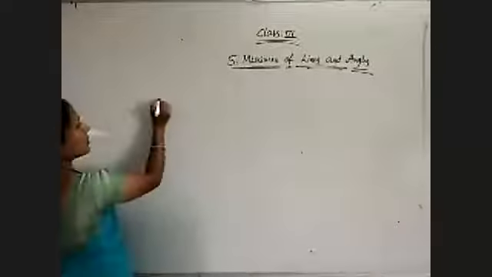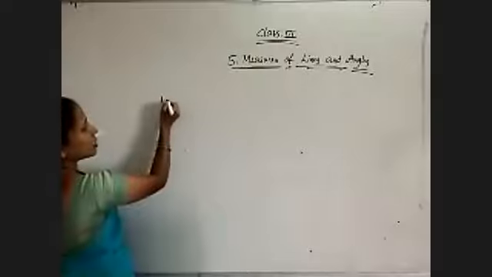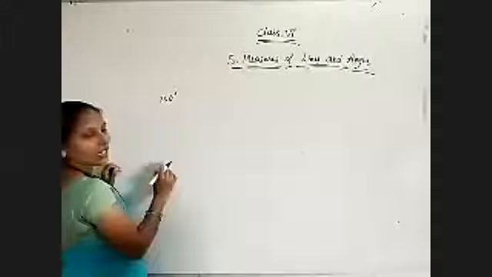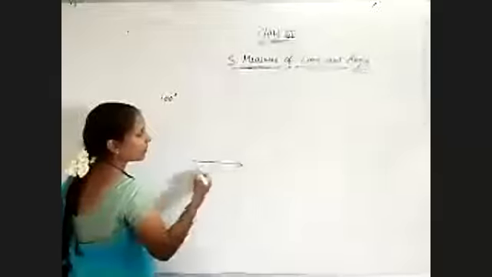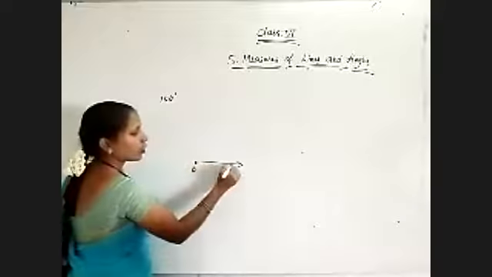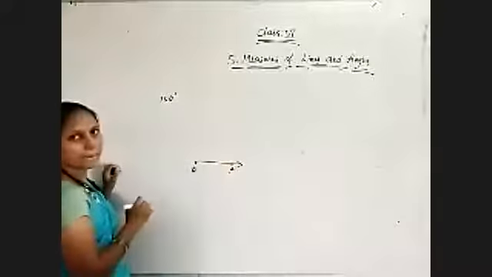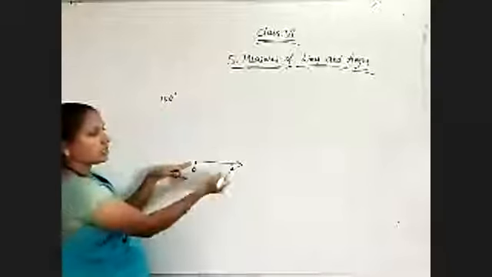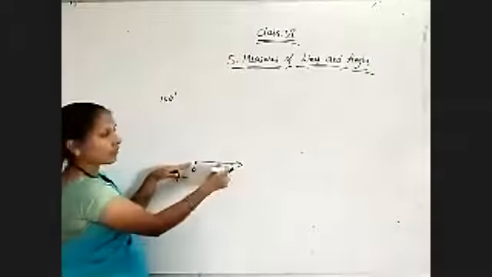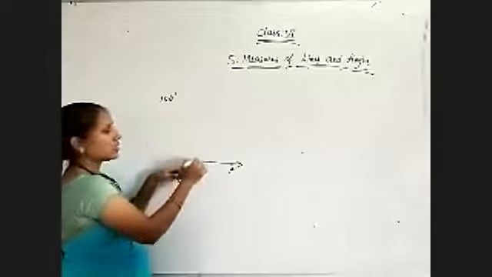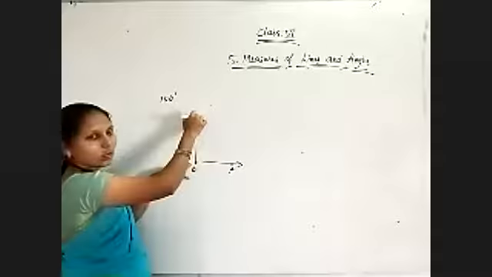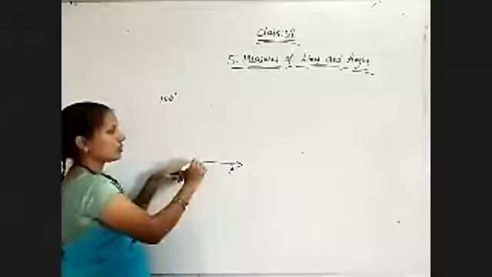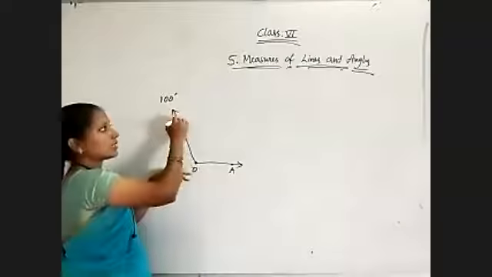Obtuse angle. Take one obtuse angle, 100 degrees. In this case, how are we getting the angle? I am taking ray OA again. At O, 100 degrees is more than 90. Because the ray is at the right side, I have to take the inner values. 90 I will get exactly, but this is more than 90, 100 degrees. So like this I will get it.